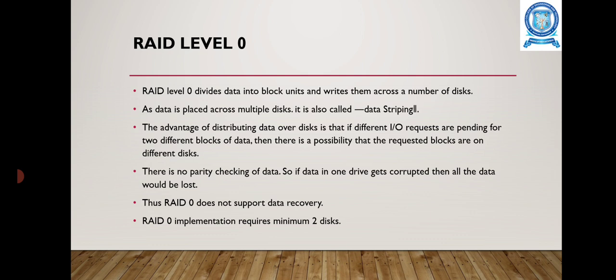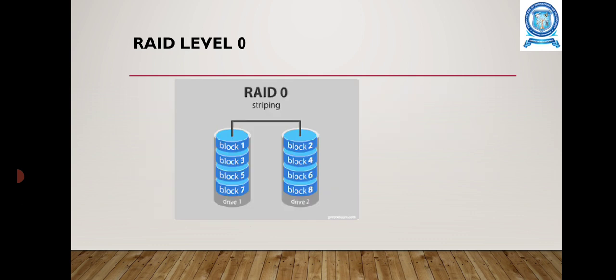RAID 0 implementation requires a minimum of 2 disks. This is a representation of RAID level 0. Here 2 disk drives are present, which means the RAID 0 implementation requires a minimum of 2 disks. RAID level 0 is otherwise known as striping. Here the disks are partitioned into blocks and the data are stored in the blocks.